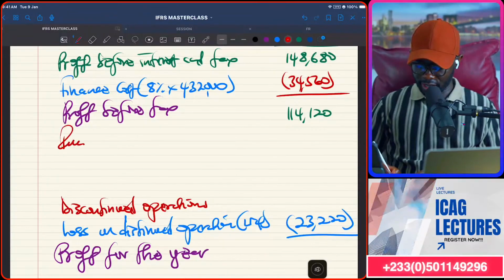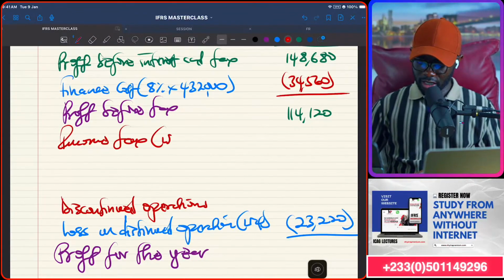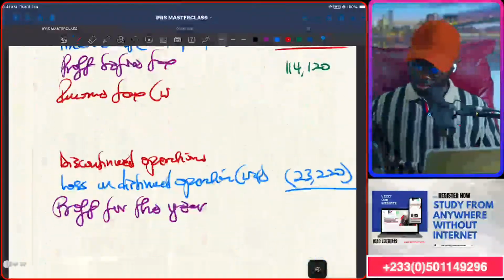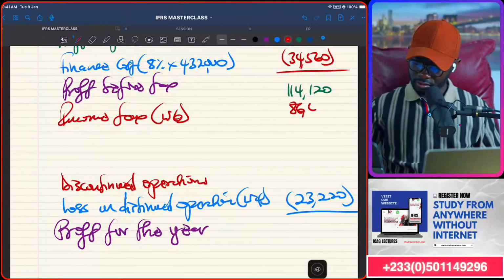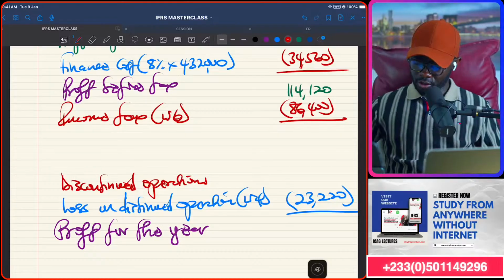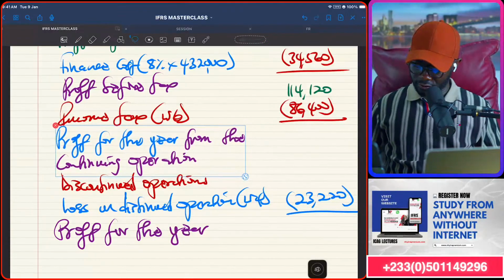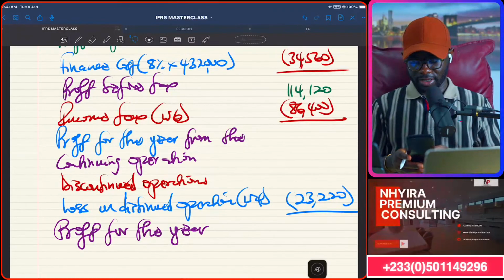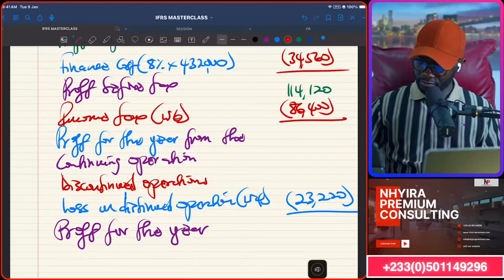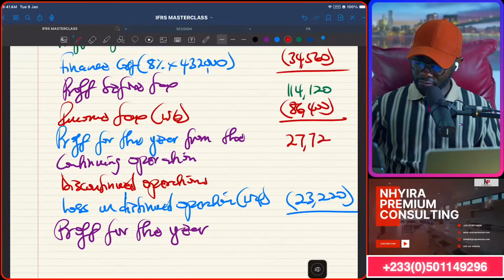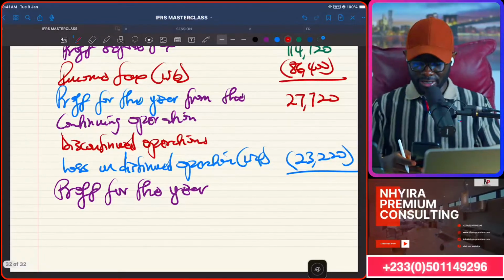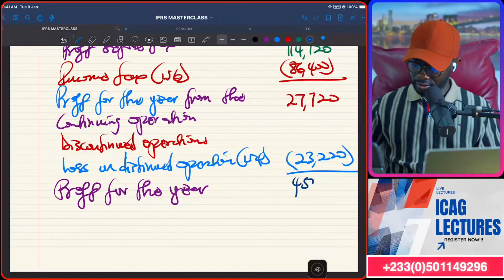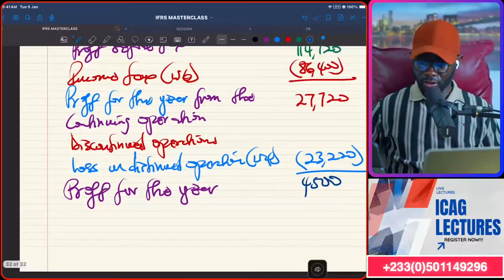So we can bring in the income tax that we worked for here, working 6, 86,400. So that gives us the profit for the year. So 114,120 minus 86,400. That's 27,720. So we less that 23,220, and that is 4,500. And that is the profit from the operation.